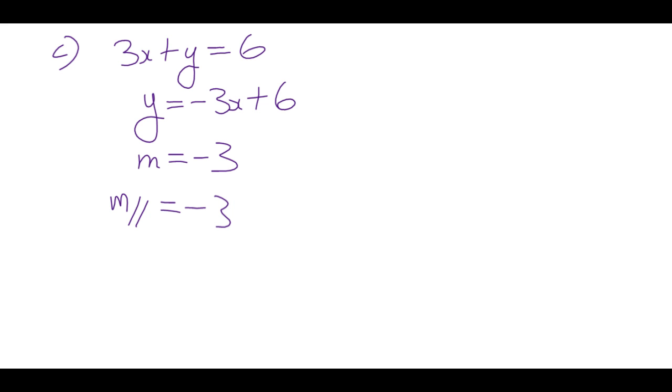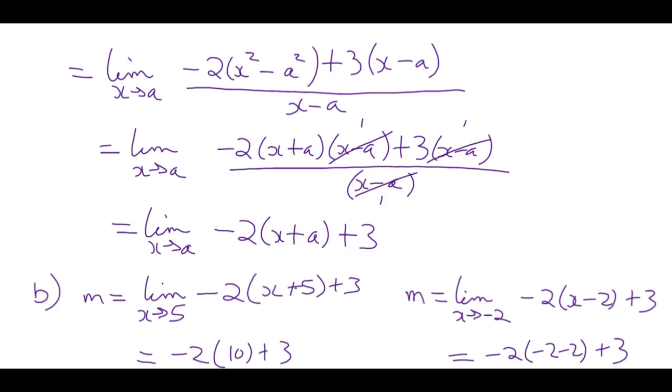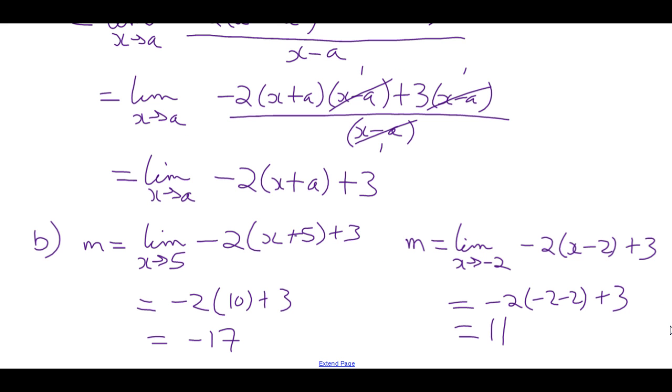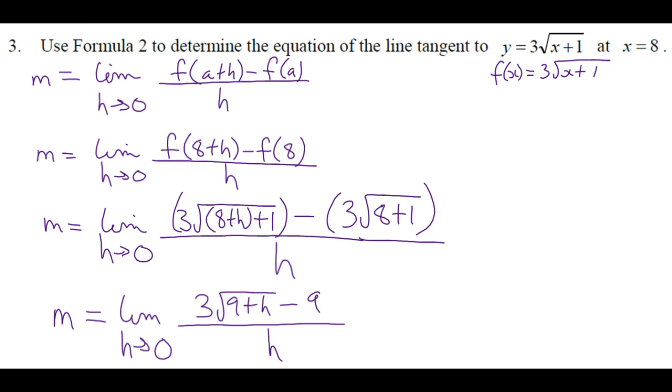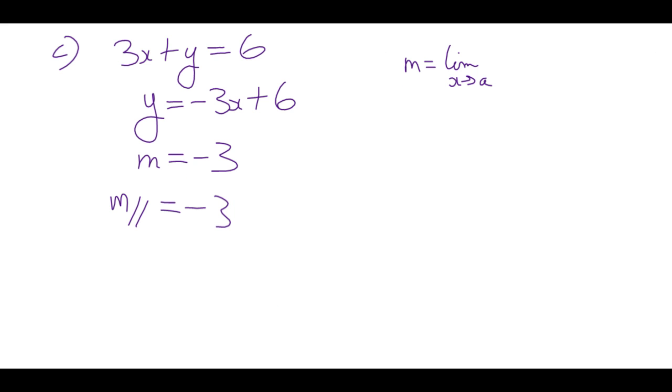All right, so what do we have? And what did we come up with? Go back. So our expression for slope was limit as x approaches a of negative 2x plus a plus 3. Okay, is that it? Short-term memory is bad. I don't know. I just looked at it.